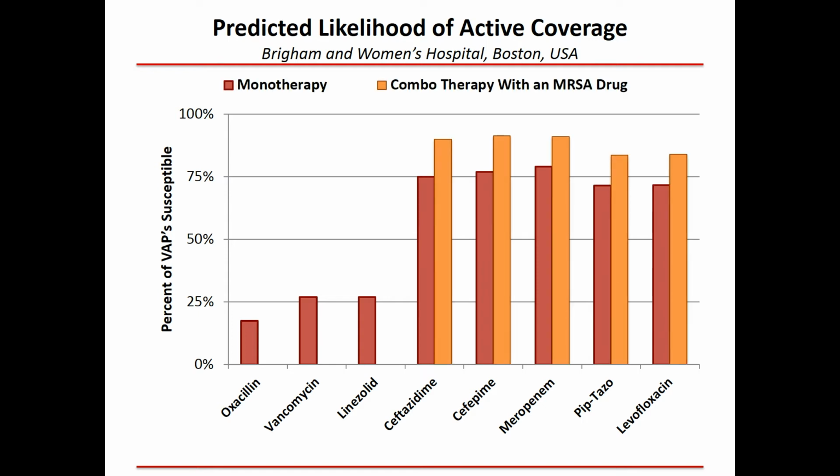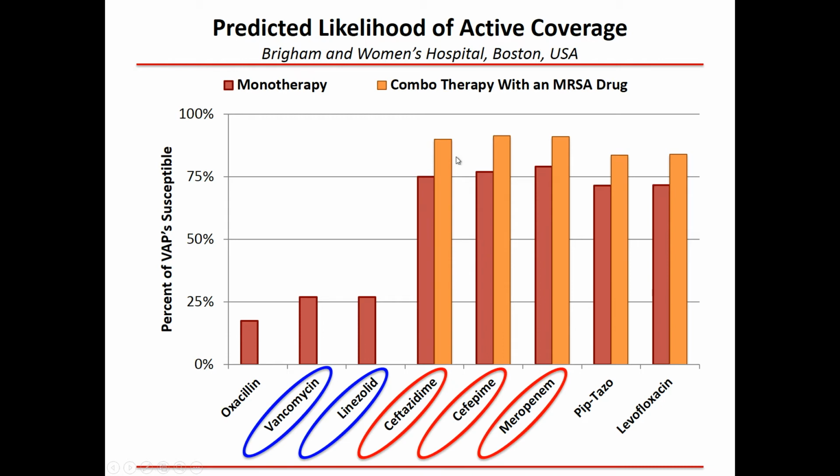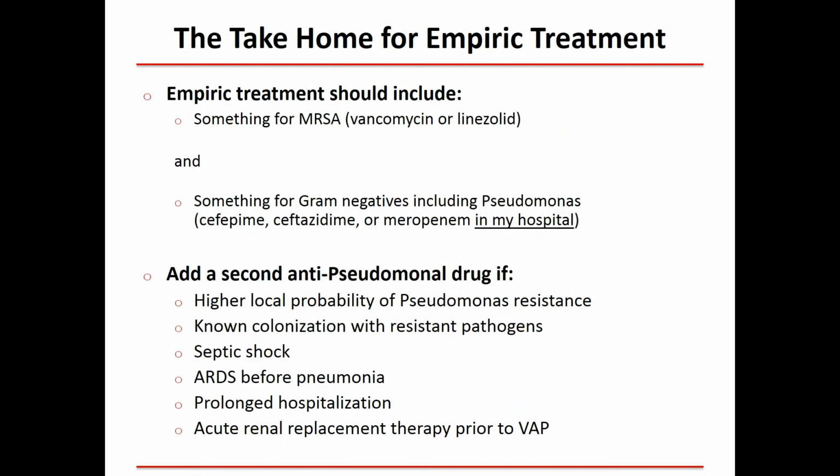However, if you go ahead and you combine these gram-negatives with an anti-MRSA drug, for my population, you do actually get up to that 90% threshold, which we think is sort of the minimum when choosing an empiric regimen. So at my hospital, you can use vancomycin or linezolid, and ceftazidime or cefepime, or a carbapenem for empiric therapy. But again, I cannot emphasize the importance of doing this exercise for your hospital, because what's true in my place might not be true in your place. So the take-home for empiric treatment should include something for MRSA, and that can be either vancomycin or linezolid.